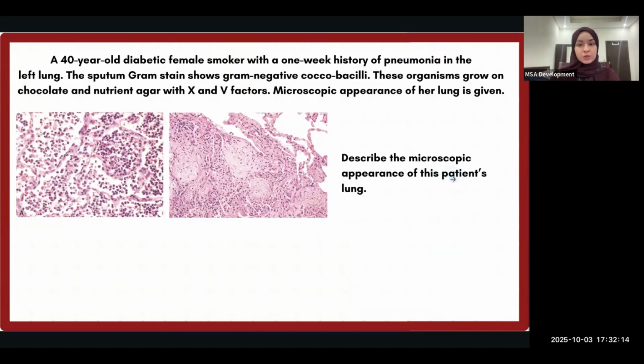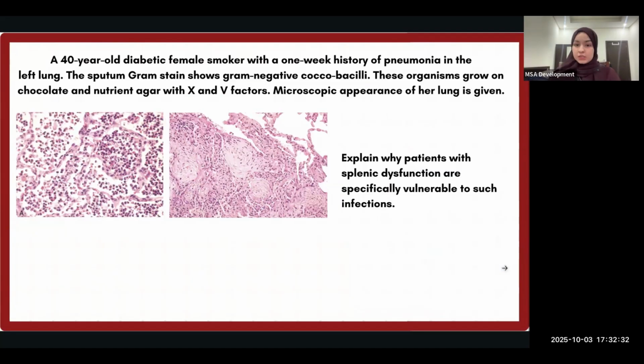Okay, describe the microscopic appearance of this patient's lung. So describe both of them. Here you have alveoli, exudate, neutrophils, sorry. And then here you have the organization phase.